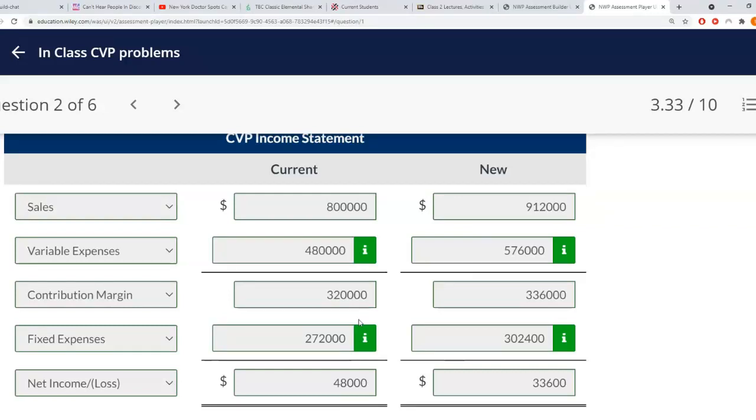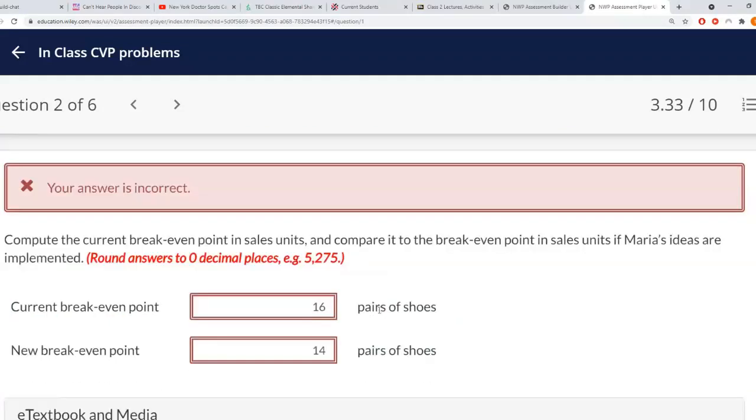Divided by 20,000. Still 16, doctor. Yeah, you're right. Still 16. Okay, what's it saying here? Round the answer. Current break-even point. Did you round it at all? No, you don't need to. It came out a whole number, doctor.